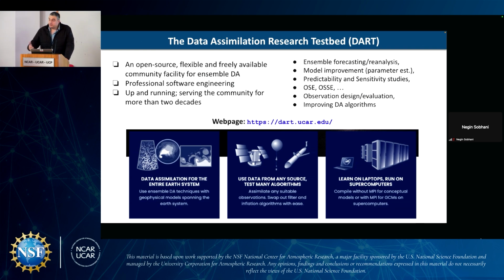You can do a number of different research activities in DART, ranging from ensemble forecasting and reanalysis, to model improvement through parameter estimation, predictability and sensitivity studies, in addition to observation design and evaluation, and data assimilation algorithms. If you'd like to learn more about DART, I put the website there, and if you have any questions, you could definitely get in touch with us.